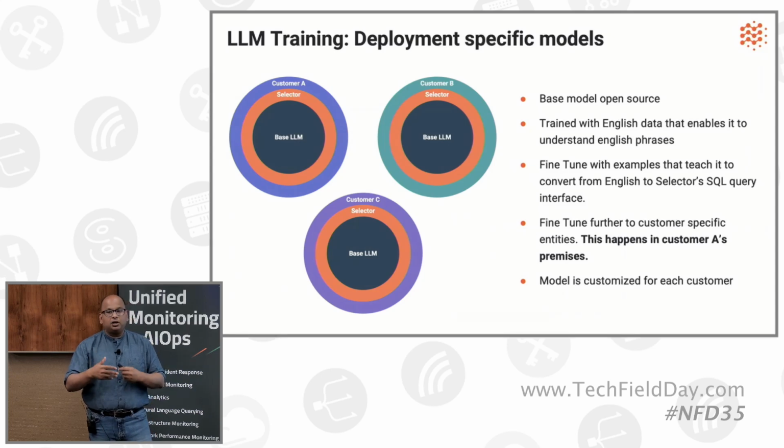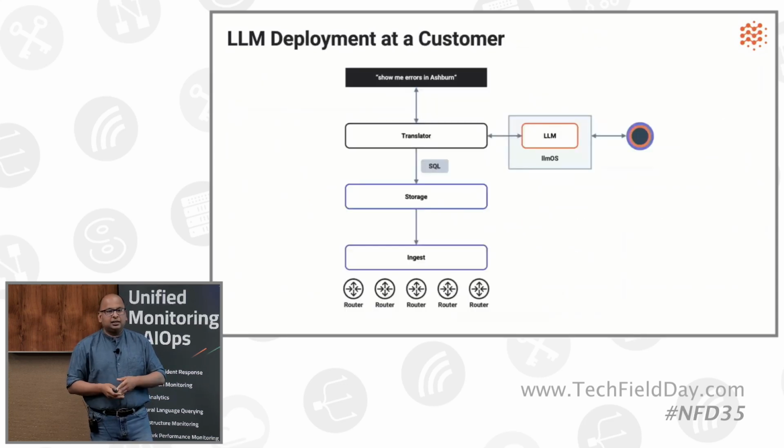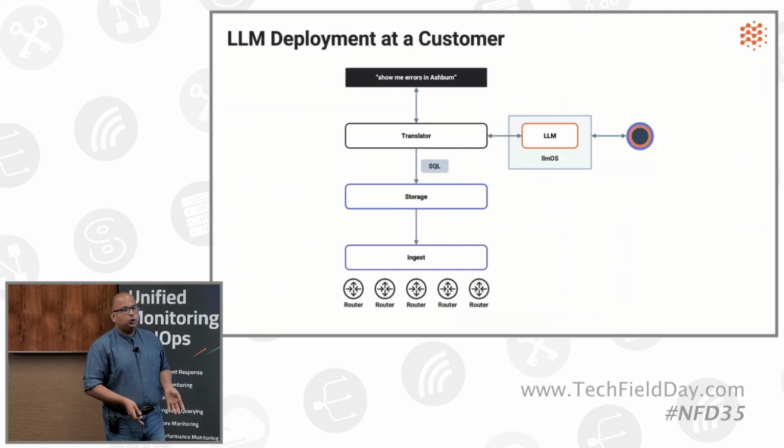So this happens on customer premises because the customer's data cannot leave their cloud or their infrastructure. So then this completes the whole picture now. If I were to look at our stack, we have the model at a given customer. The model has been fine-tuned, and that model now needs to run in an execution environment. So we built an execution environment, and we just call it LLMOS. This LLMOS is the runtime environment for the model.